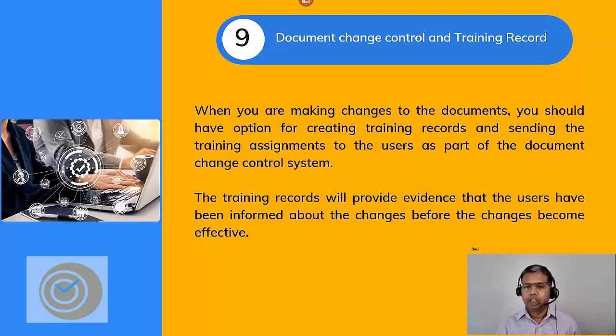Number 9, document change control and training records. When you are going to make document changes, you should have an option for creating training records or linking the training records to the change records, so that you can notify the employees, notify the users that the change is coming, the change has been approved, and you can keep records that such notifications have been done.